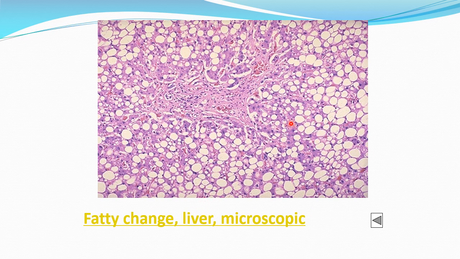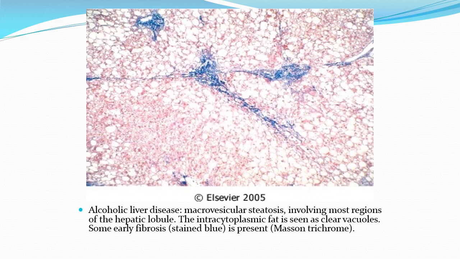This is also the same way. This is the portal triad, and surrounding that, all the liver cells are filled with vesicles, lipid vacuoles. This is the mesenteric stain, a special stain to know about the fibrosis. So from the portal triad, fibrosis is starting here, slight fibrosis is there, and all these are the fatty changes of the hepatocytes.